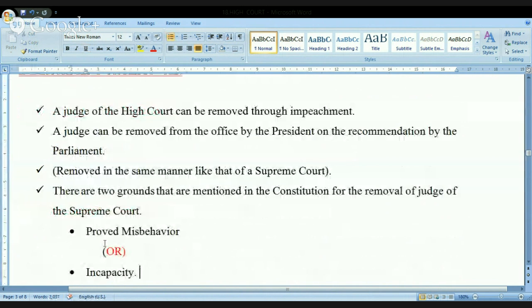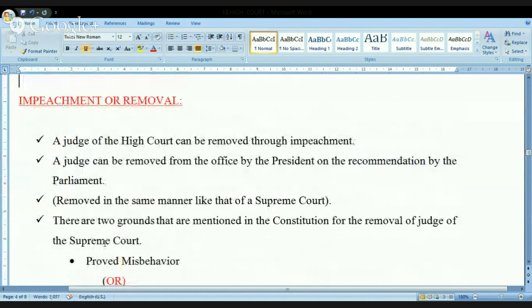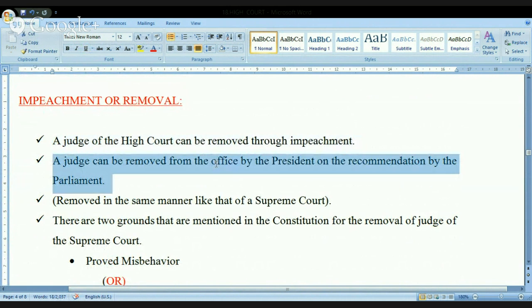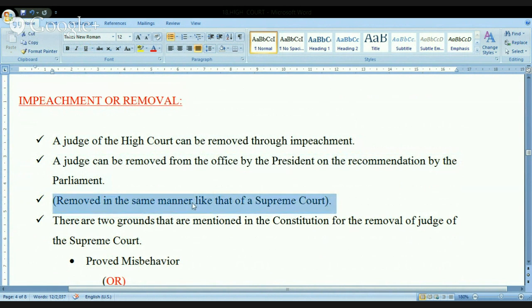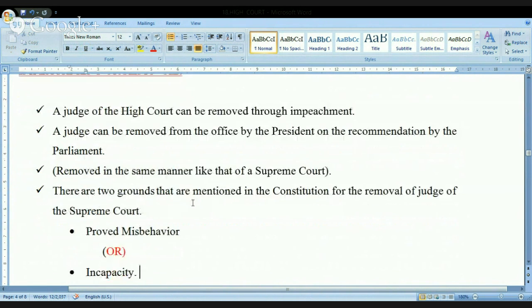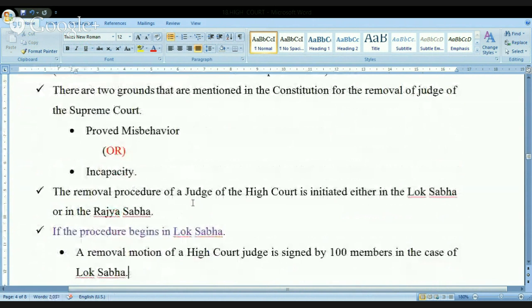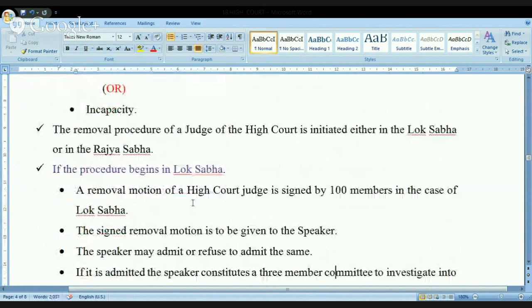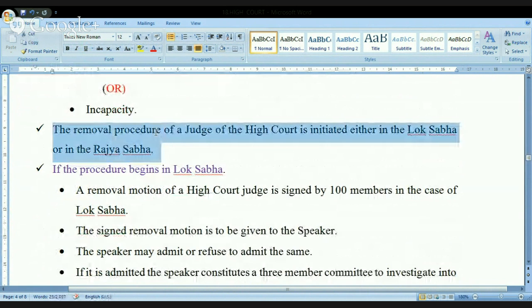Next, when it comes to the removal here, I need not explain in so much detail because I have already explained, but these notes contain a detailed explanation here. He can be removed through a procedure called impeachment. He can be removed by the President on the recommendation of the Parliament. He is removed in the same manner as a Supreme Court judge. There are two reasons. One is proved misbehavior, and the second one is incapacity. Look at this. The removal procedure can be initiated in the Lok Sabha or in the Rajya Sabha. We know all the points.